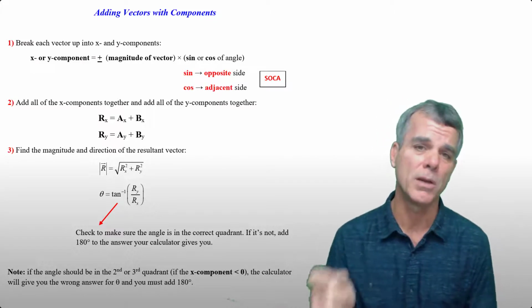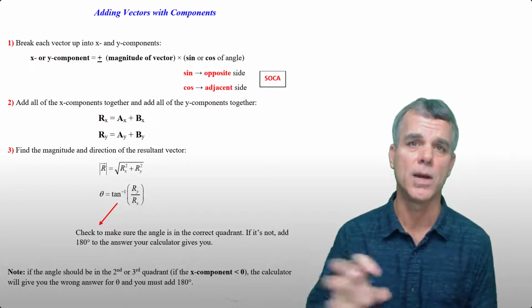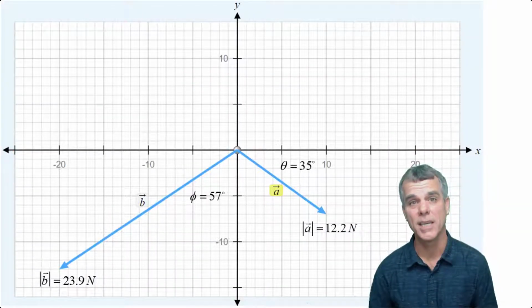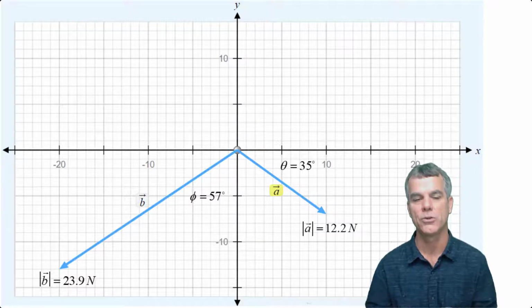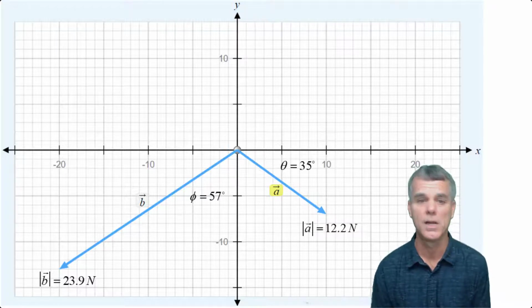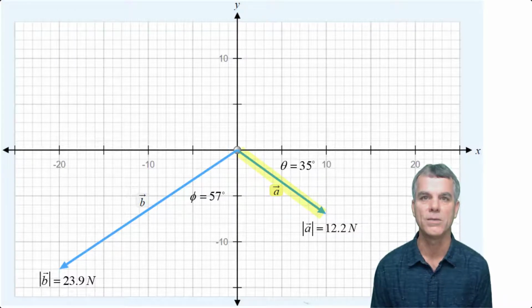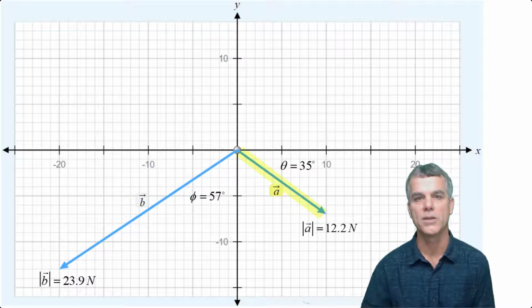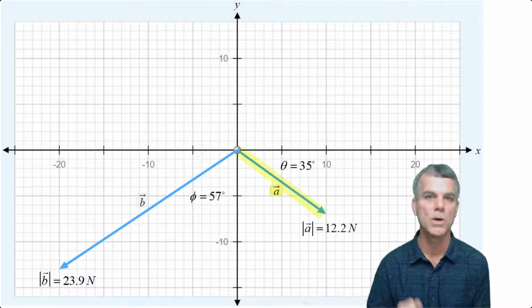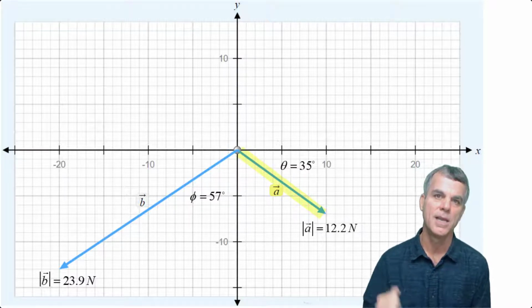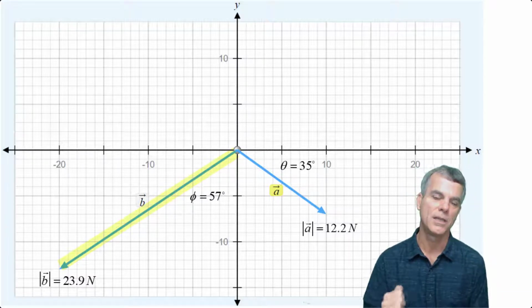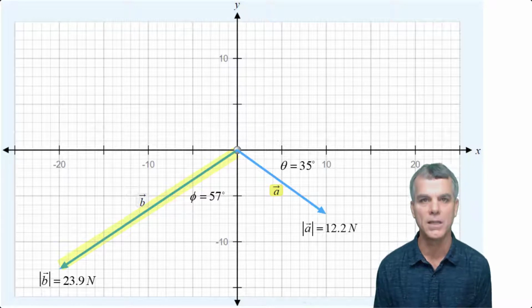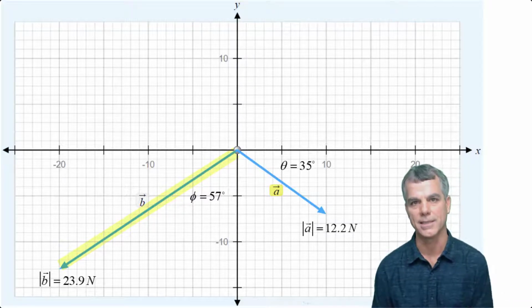Let's do a numerical example and just put this into practice. For this particular example, we're going to add together two force vectors A and B to try and find the total force, or the sum of these two vectors. Vector A has a magnitude of 12.2 newtons and is located 35 degrees below the positive x-axis. Vector B has a magnitude of 23.9 newtons and is located 57 degrees to the left of the negative y-axis.